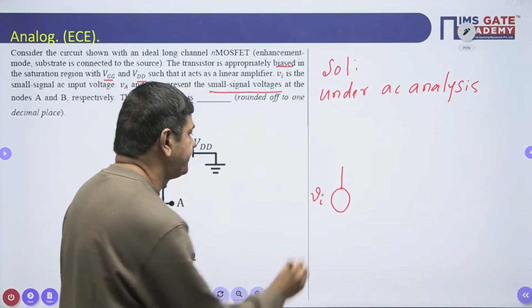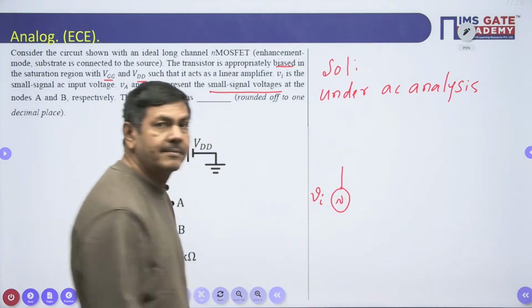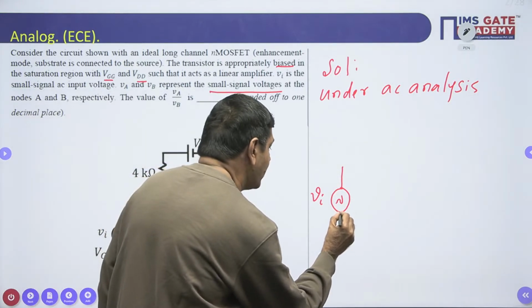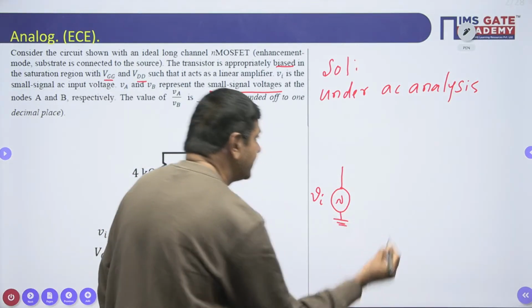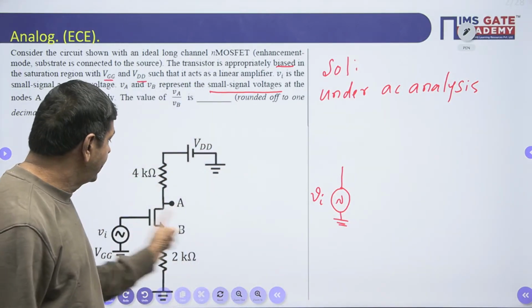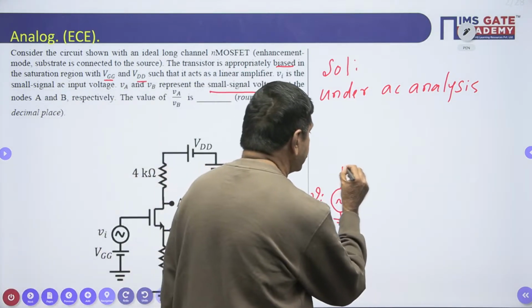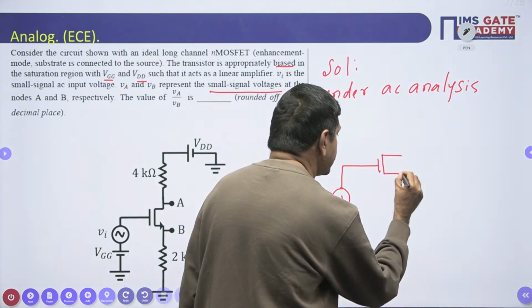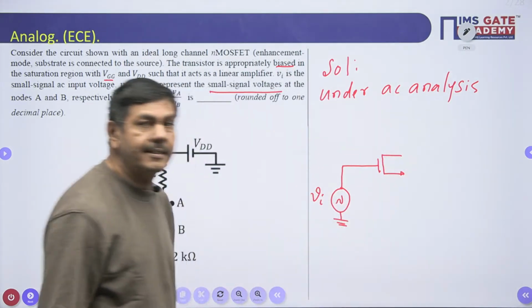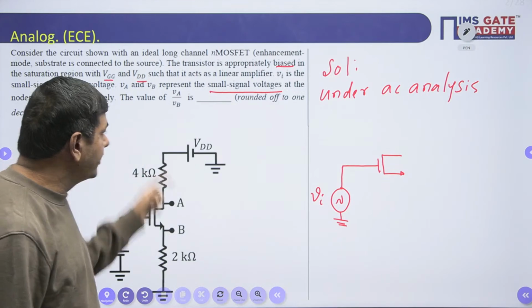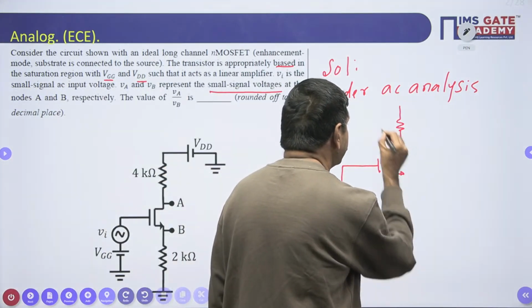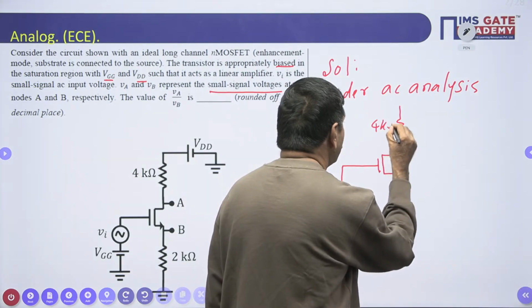This is VI, this is the AC source. The DC source must be shorted, so I will short that. I shorted that. The rest of the circuit we can draw as it is. There is a MOSFET; that MOSFET I draw as it is. Here the 4 kilo ohm resistor is connected. Yes, we can connect 4K.